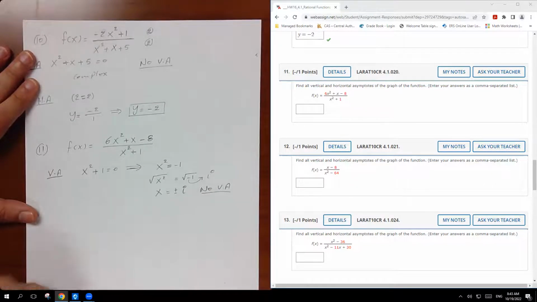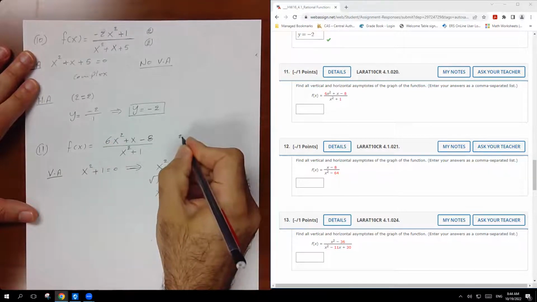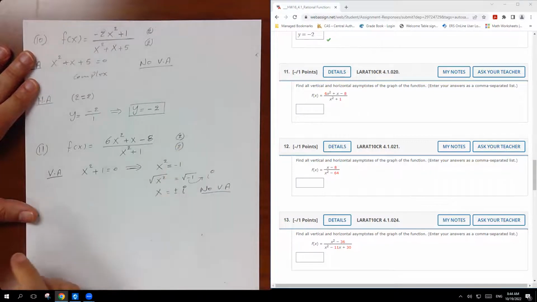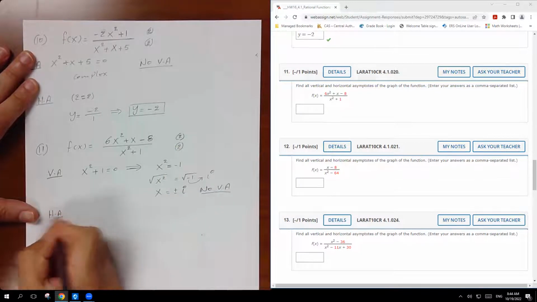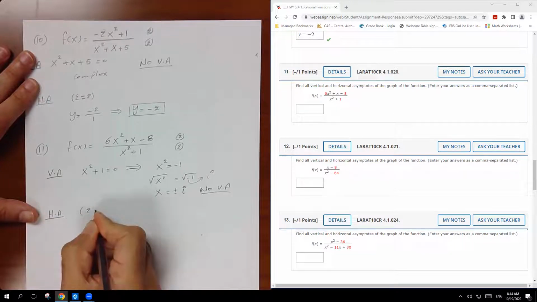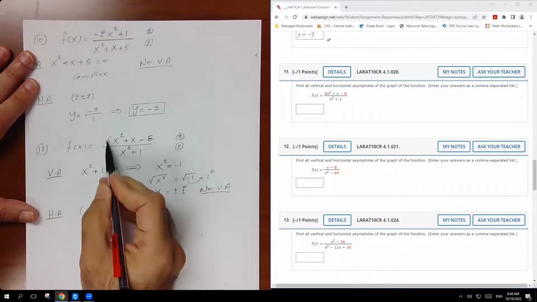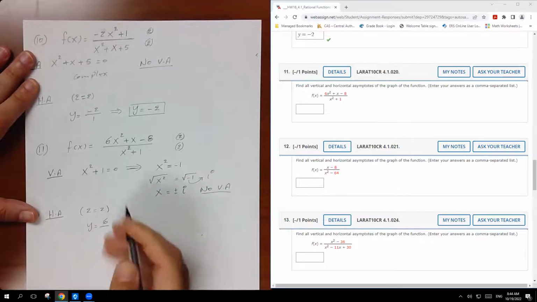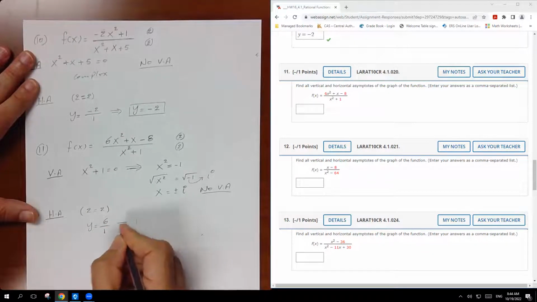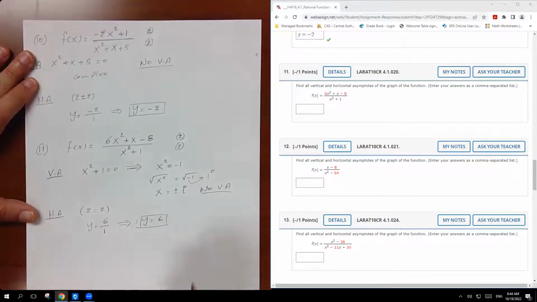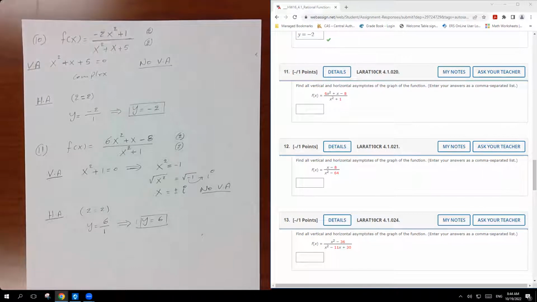To find the horizontal asymptote, the exponent on the top is 2. The exponent on the bottom is 2. 2 equals 2. That means the horizontal asymptote is y equals the leading coefficient on the top, which is 6, over the leading coefficient on the bottom, which is 1. That means y is going to be equal to 6. That's it for this example. So on example 11, we're going to say y equals 6.